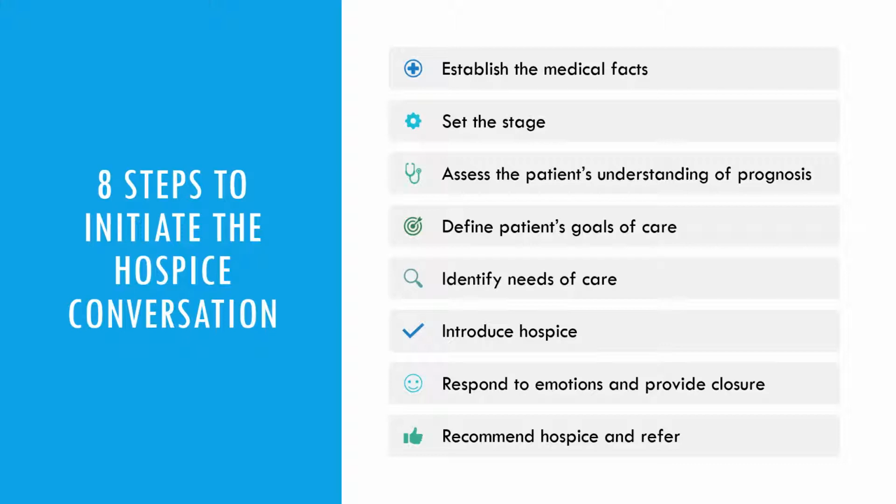Identify a time and place for an uninterrupted conversation and make sure that those family members who would share in decision-making can be present. Next, you'll assess the patient's understanding of their prognosis. You'll determine what the patient and family know about the disease status and prognosis.